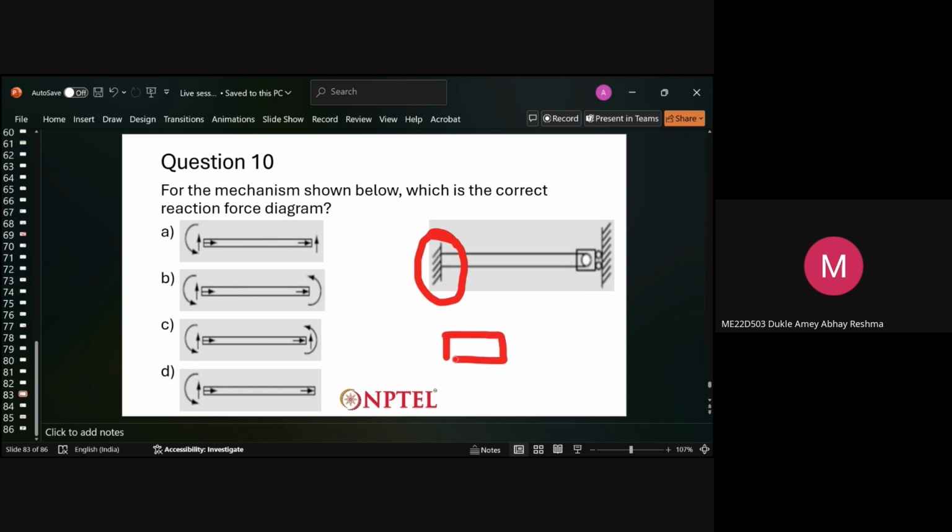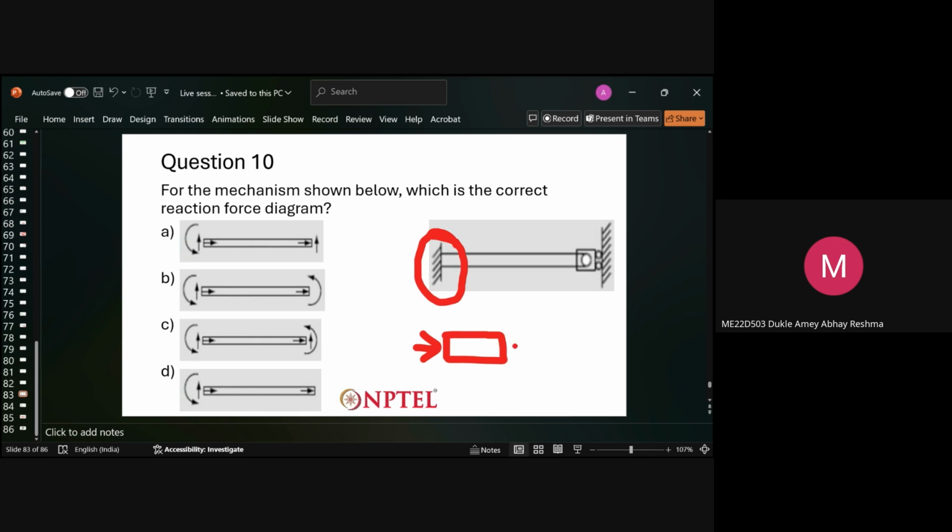Now, whenever any force is applied, just assume any force is being applied. What will happen is this wall will give back force, right? Per se, I'm applying force from here. Just visualize it, okay? Now we are just taking this side.